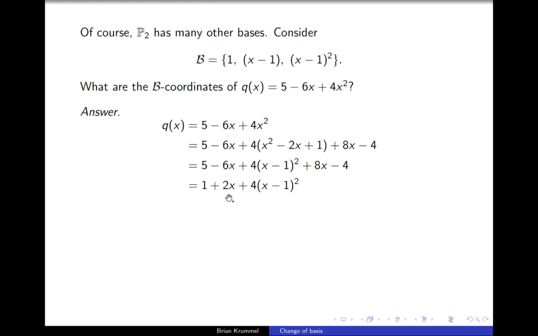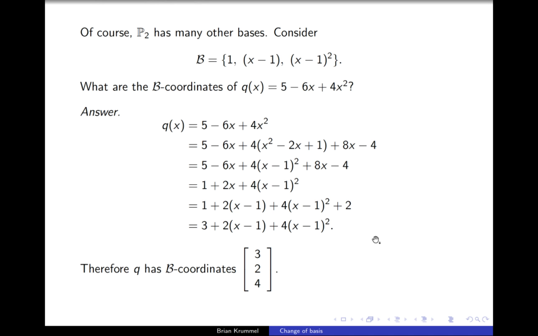Now let's move to the 2x. We want to replace 2x with 2 times x minus 1. We subtract 2 times 1, so we have to add 2. Then we simplify to get 3 plus 2 times x minus 1 plus 4 times x minus 1 squared. So then, in conclusion, the B coordinates of q are 3, 2, 4. So it's just the coefficients on q of x that are the weights right here.